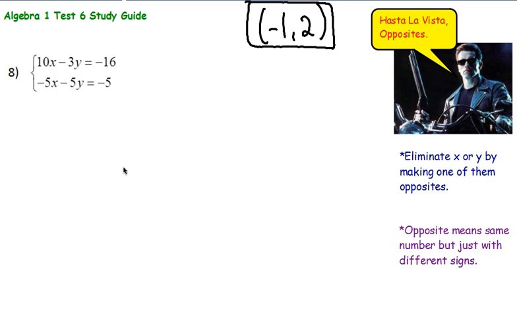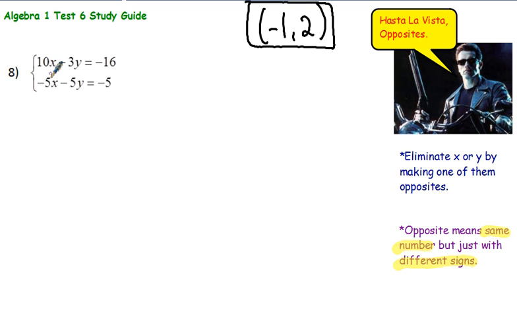So again, you're trying to make opposites. You're trying to make either x or y opposites. It doesn't matter which one. And again, opposite just means that you're looking to make something have the same number just with different signs. So if you look at the problem as it is, you'll see that 10 and negative 5, they're different signs, but not the same number. Negative 3, negative 5, they're not different signs, and they're not different numbers. So what you look at is you look at the smaller number and you say, well, what can I do to the smaller number to make it look like the larger number?